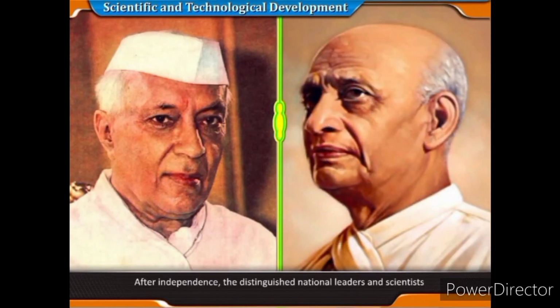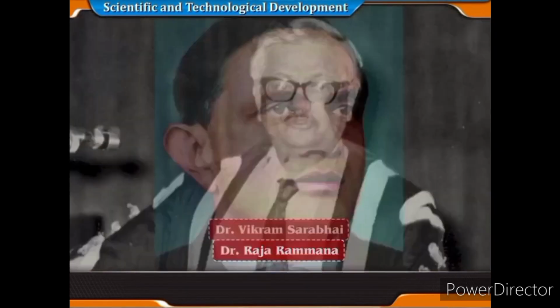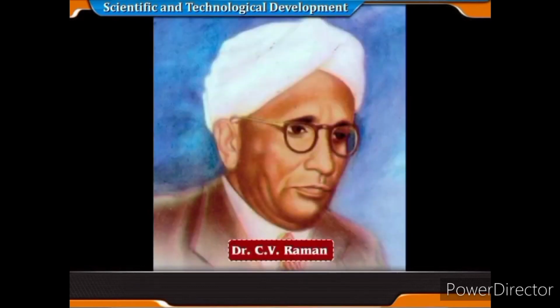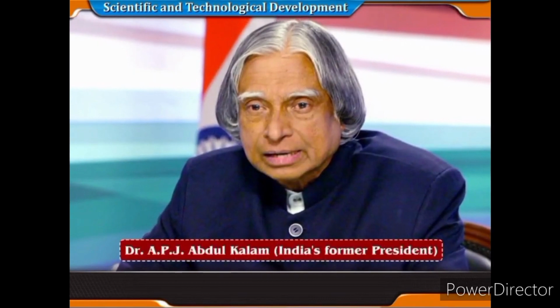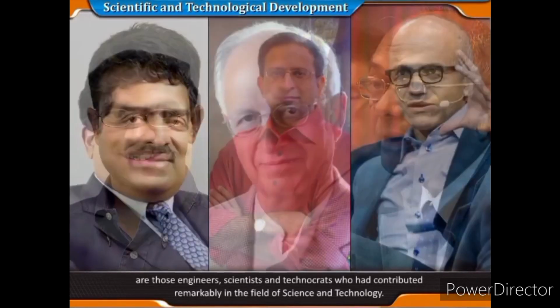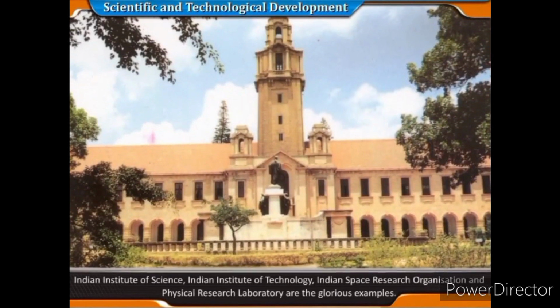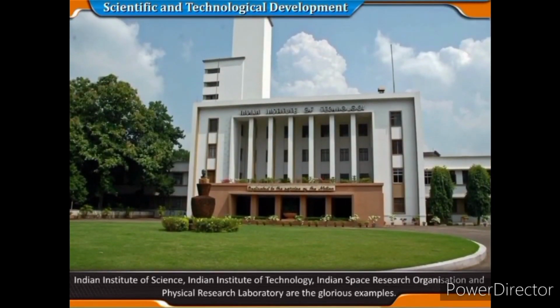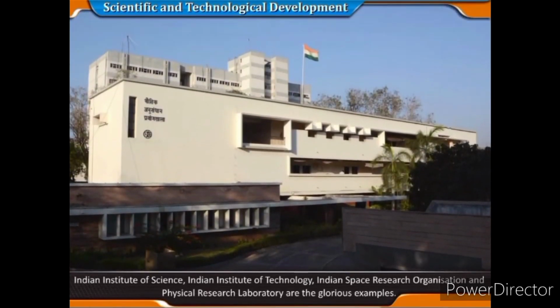After independence, distinguished national leaders and scientists like Dr. Homi Bhabha, Dr. Raja Ramanna, Dr. Vikram Sarabhai, Dr. C.V. Raman, and in the field of engineering, Sir M. Visvesvaraya, Sam Pitroda, Dr. A.P.J. Abdul Kalam, India's former president, and E. Sreedharan, the creator of the successful Metro Railway project, were those engineers, scientists, and technocrats who contributed remarkably in the field of science and technology. The Indian Institute of Science, Indian Institute of Technology, Indian Space Research Organization, and Physical Research Laboratory are glorious examples.